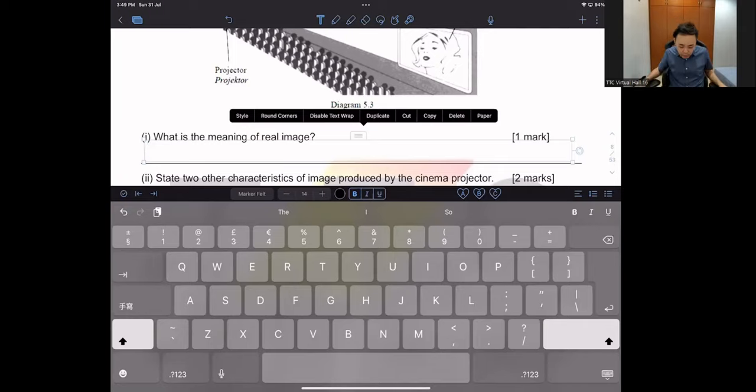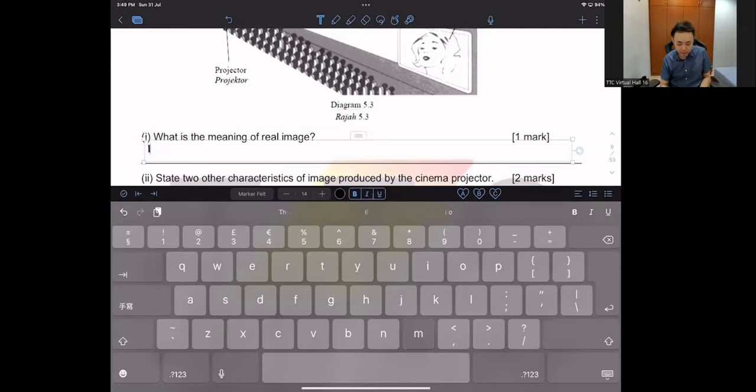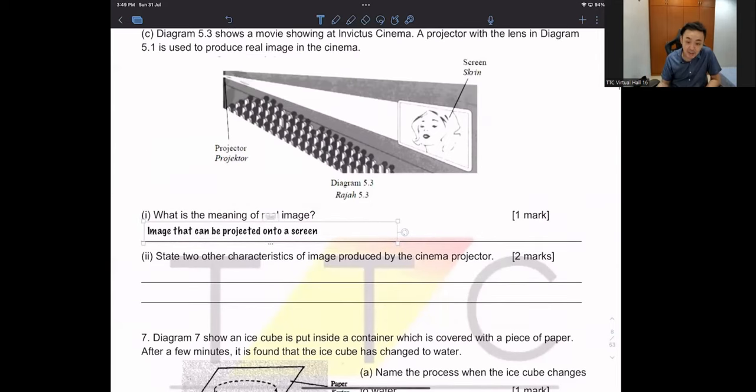Anyway, what is a real image? Image that can be projected onto a screen. Literally, the answer is, they are hinting you already. This is what they want, real image: image that can be projected, can be formed on the screen. Actually, real image and virtual image are quite easy to memorize. If they ask virtual image, literally change one word only. Your answer is image that cannot be projected onto the screen. That's it.